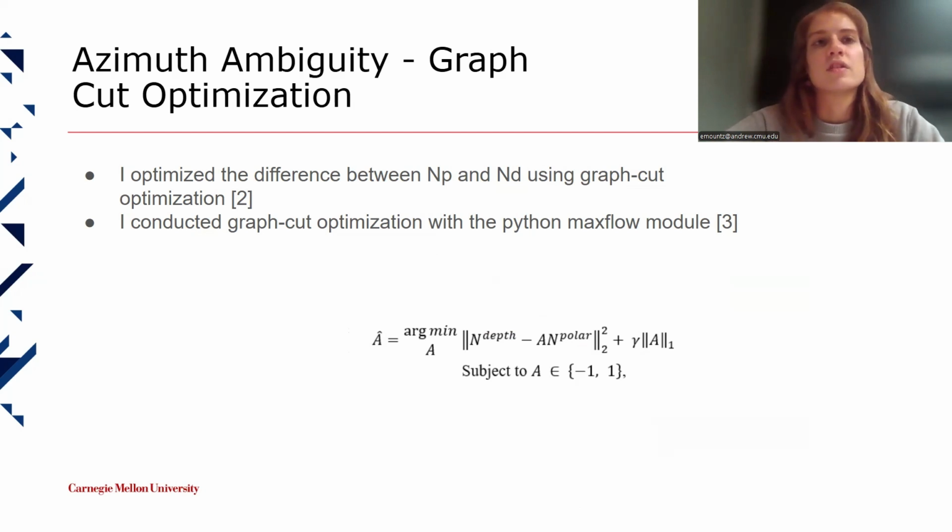The optimization function, with A as the coefficient of the polar normal, can be represented as follows, where A is binary and gamma controls the smoothness of the optimization solution. Since the optimization operation is binary, I used a graph cut method. The corrected polarization normal map is much less noisy than the uncorrected normal map.